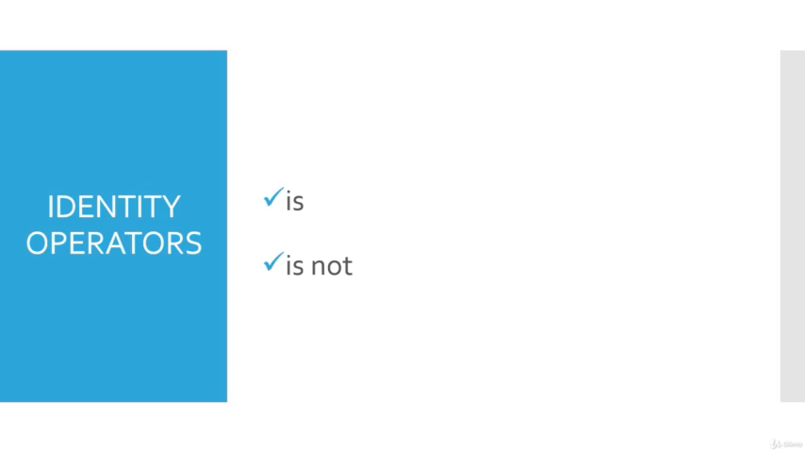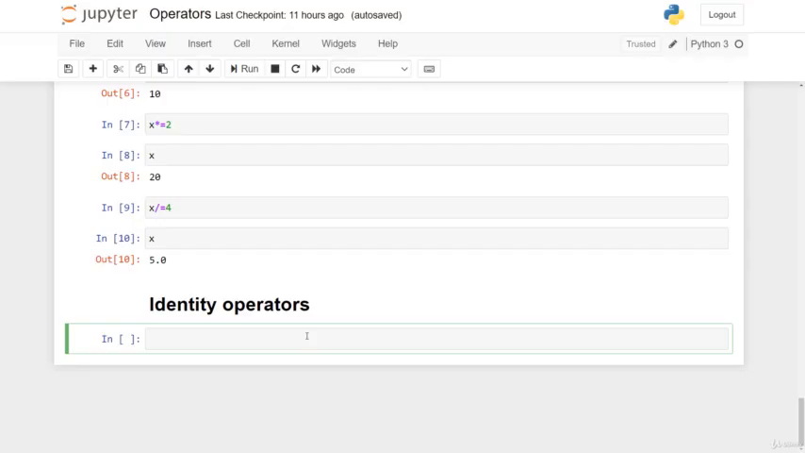Also, you should know that two variables that are equal doesn't imply that they are identical. Let's see this in action by taking an example.